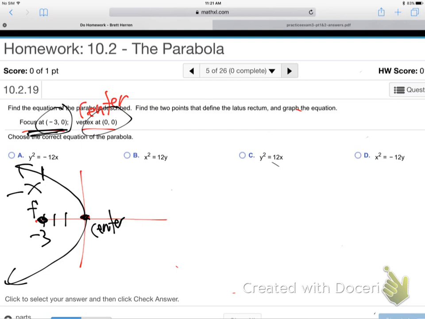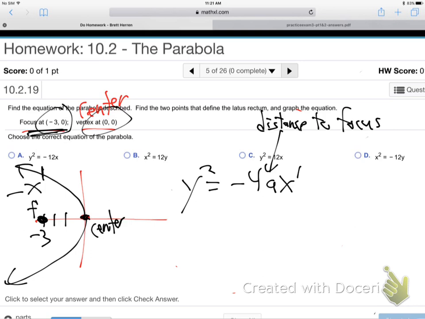So as soon as we see it's going in the negative x direction, because we saw the focal point was left, then it's y squared equals negative 4ax to the first power. The first power letter tells the direction, and the focus point also tells the direction. Okay, so now what's a? It's the 3. It's the distance to the focus. That's what that a represents in all those formulas.